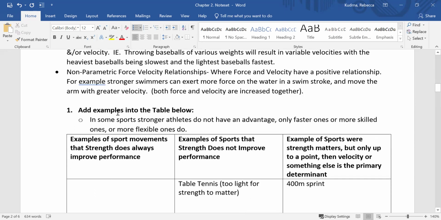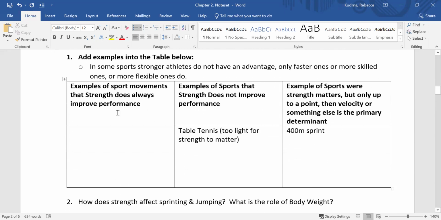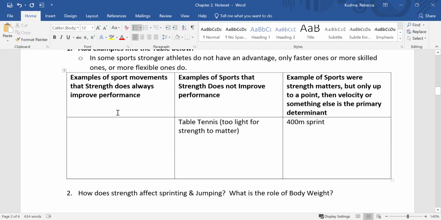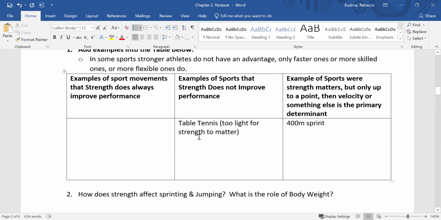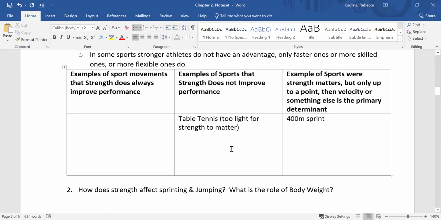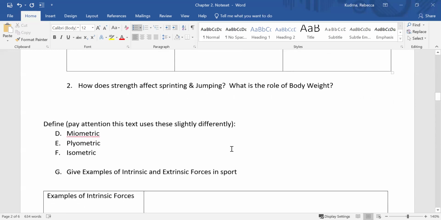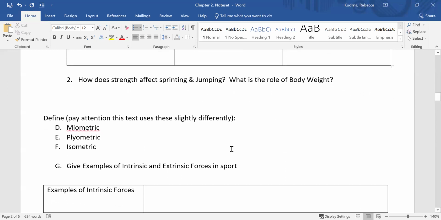Okay, so in this table below, what you're going to do is fill in some example sports or sport activities that meet the characteristics given. All right.